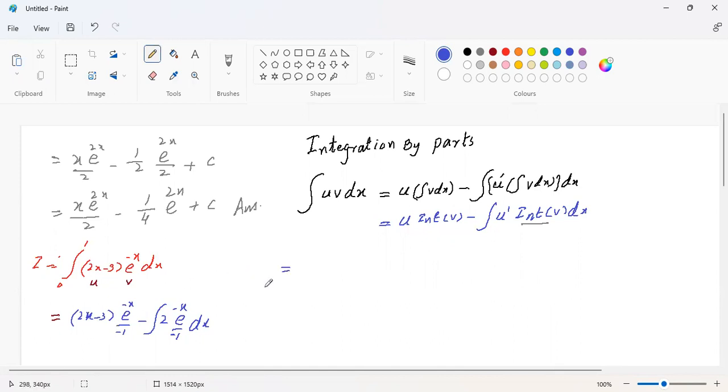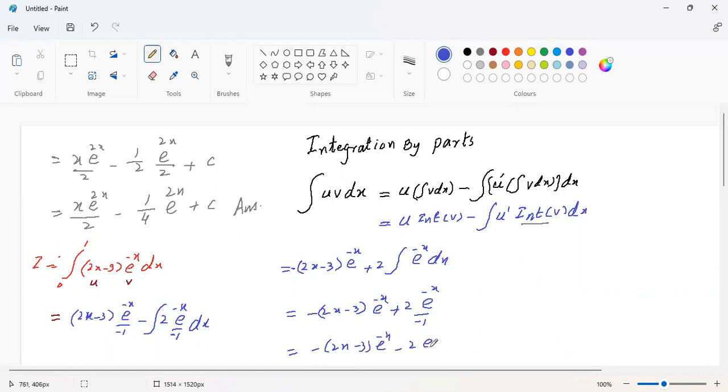Now writing the other step here. The first term will remain the same, and write the second term then, and we can write this negative in the beginning, and minus, this is negative, and negative becomes positive, 2 times the integral of only this one. Hence we can write negative (2x minus 3) e raised to the power negative x plus 2 e raised to the power negative x divided by negative 1. And so we get the integral: minus (2x minus 3) e power negative x and minus 2 e power negative x.